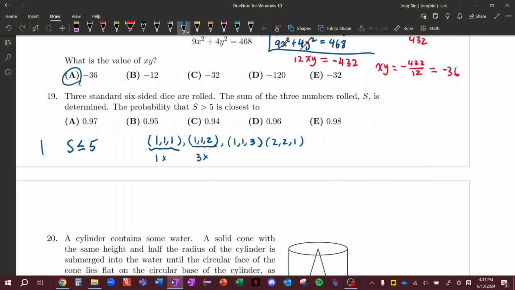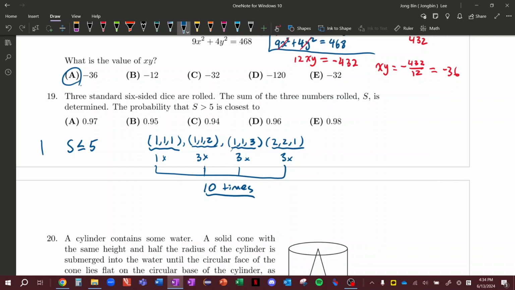So there's 3 times cases. Same thing for 1, 1, 3, there's also 3 times. And same thing for 2, 2, 1, there could be 2, 2, 1, 2, 1, 2, or 1, 2, 2, which is also 3 times. And after that, beyond, all the sum is greater than 5, so these are only our options. So this is a total of 10 times, so 10 possibilities.